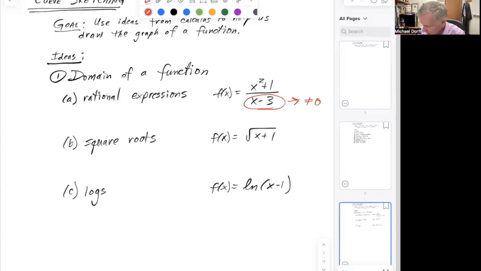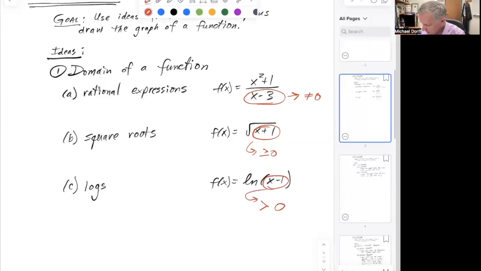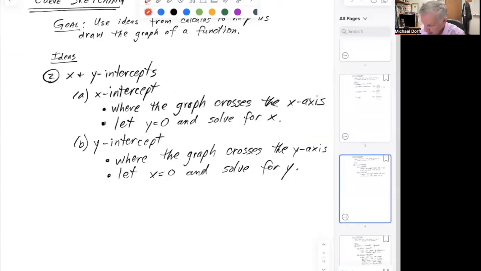If I have the square root of the function, then what's inside the square root has to be greater than or equal to 0. And the last one is if I have a log function, then what's after the log term has to be greater than 0. Can't include 0. It can't include negative numbers.